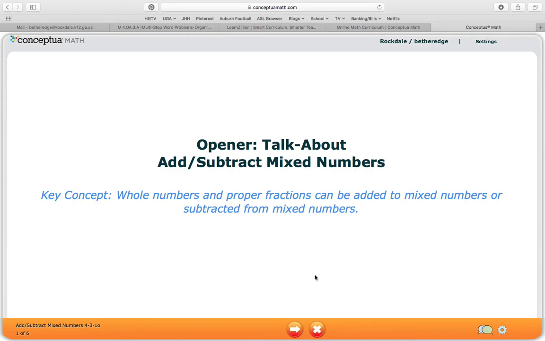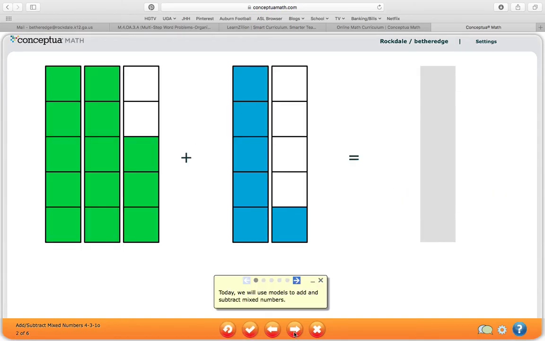Alright, so let's start off by remembering what a mixed number is. A mixed number is a whole number and a fraction together. So if we look at our models here, we have some models that are completely filled in, or are a whole, and then some that are part or a fractional part. Okay, so here in the green, we have 2 wholes and 3 out of 5. We would write that fraction as 3/5. Remember, our numerator is our part, our denominator is our whole. 3/5. Okay, the blue part is 1 whole and 1/5.